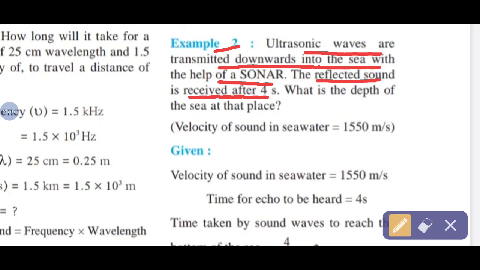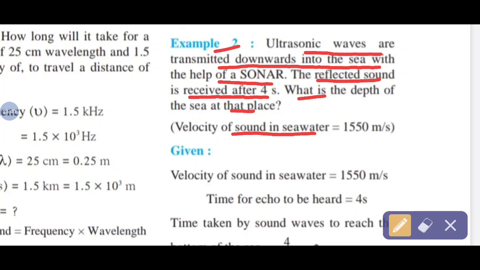Means sound is transmitted from the transmitter on the ship, and it is reflected from the seabed. So whatever time is required from ship to seabed, the same time is required from seabed to ship again. That's why 4 divided by 2. So only 2 seconds for the sound to reach the seabed. Clear? What is the depth of the sea at that place?